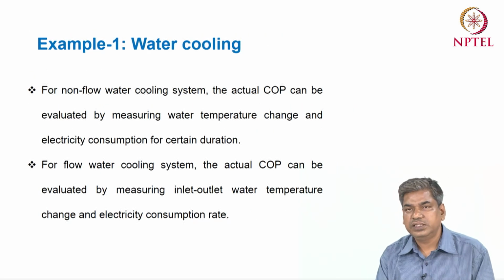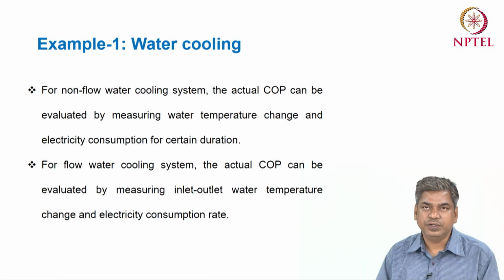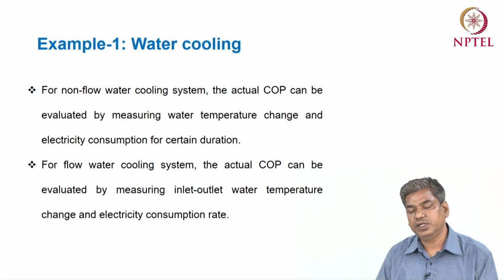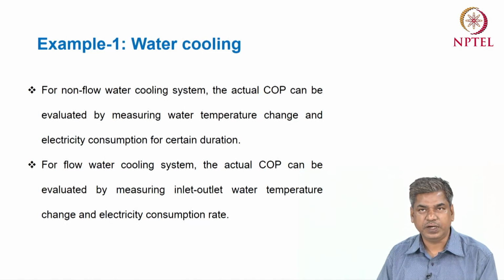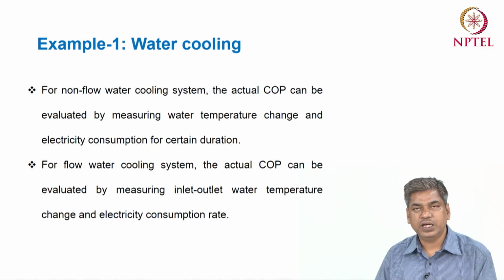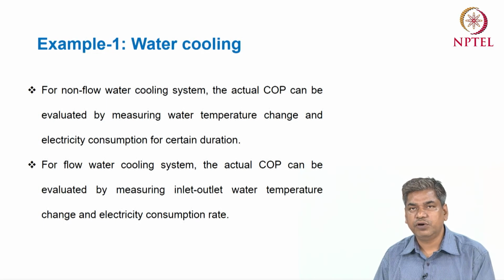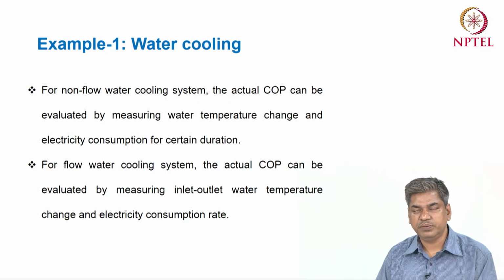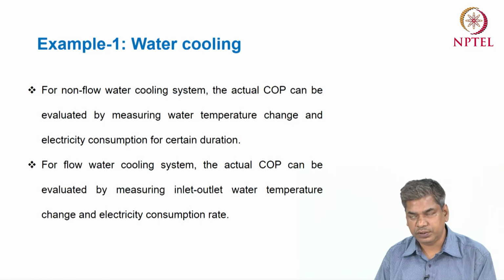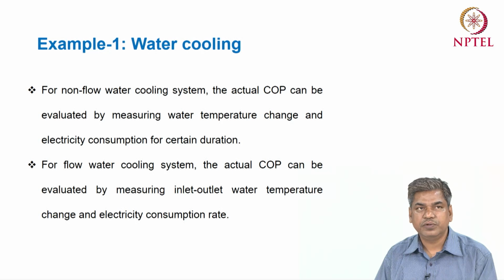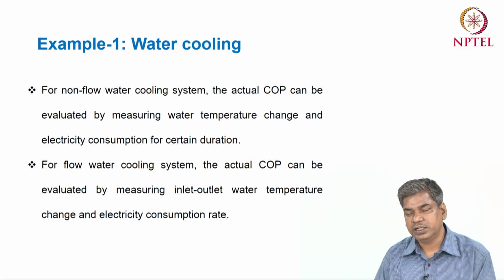Let's consider one example of how we can use the defined measurement procedure, and ultimately evaluate the performance parameter for that system. I am taking the example of the water cooling system. There are two types of water cooling system. One is the non-flow type, where the water is cooled and stored, and we can take the water as per our requirement. In general, the household water cooler is a non-flow type water cooling system, which means there is no flow of water.